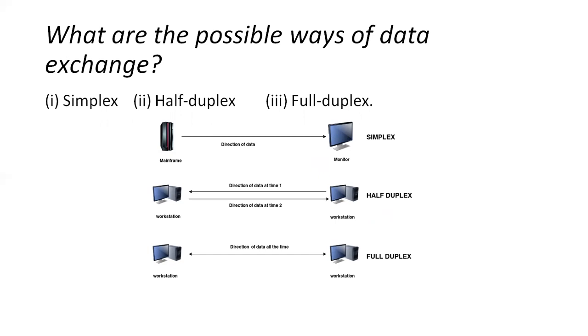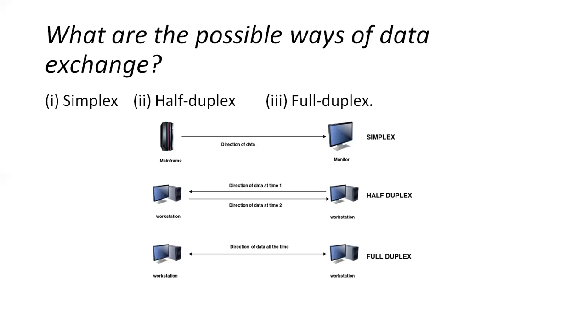The second one is the half duplex mode. The communication is bidirectional but one at a time. Both the devices can send and receive the data but one at a time. The performance is better than simplex but less than full duplex. Examples are walkie-talkies. The third one is the full duplex mode.